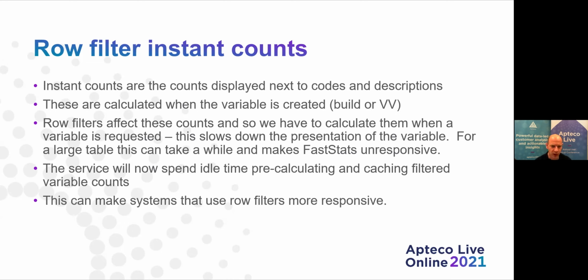And we've also fixed a small bug. We did do a little bit of caching with row filtered instant counts before, but we had a bug where we threw that cache result away too soon. We fixed that, which effectively does the same thing and improves instant count performance for row filters.